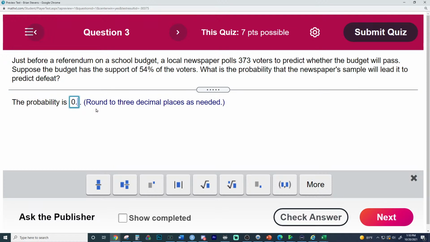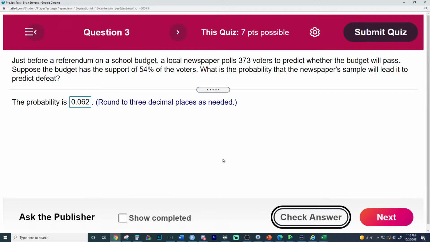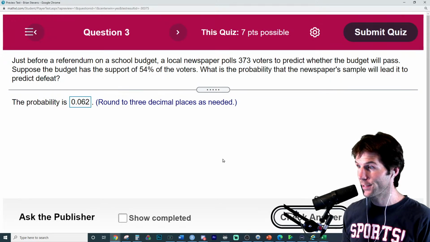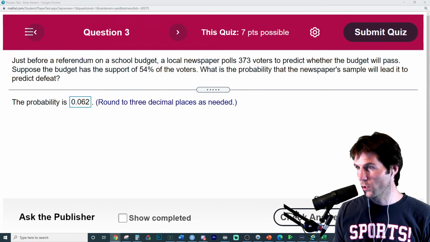Is that going to be right? There we go. We got it. That's how you solve the question right there. Don't solve it like that, though. Only if you've done a lot of these would you know how to solve that.